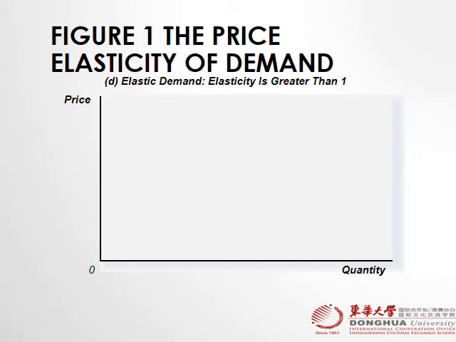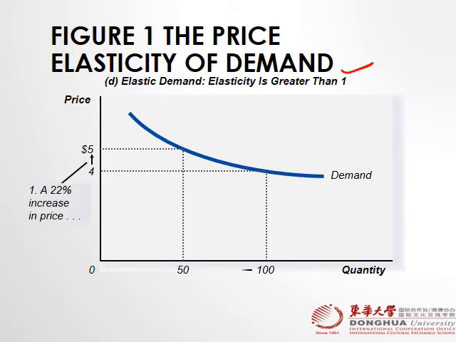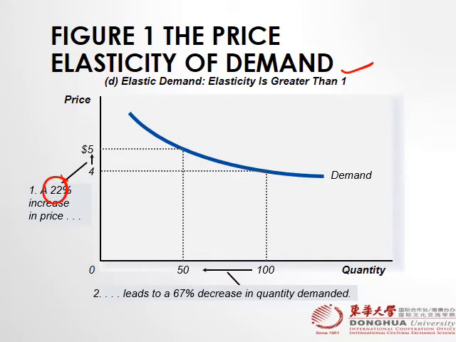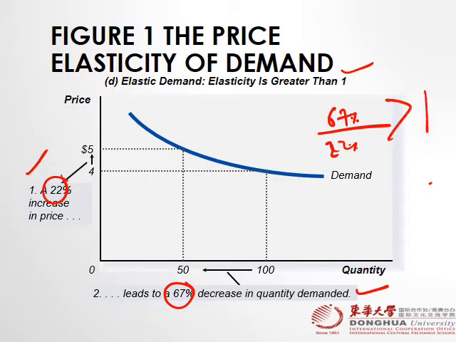Another example for elasticity greater than 1: you can see here that a 22% change in price causes a 67% change in quantity demanded. It means a small change in price causes a big change in quantity demanded. The answer would definitely be greater than 1. If you don't believe me, just divide it: 67% change in quantity demanded divided by 22% change in price. The answer will definitely be greater than 1, right? Let's move forward.